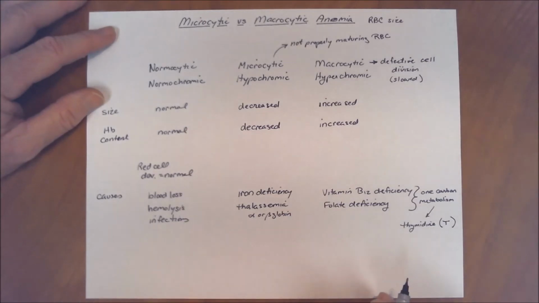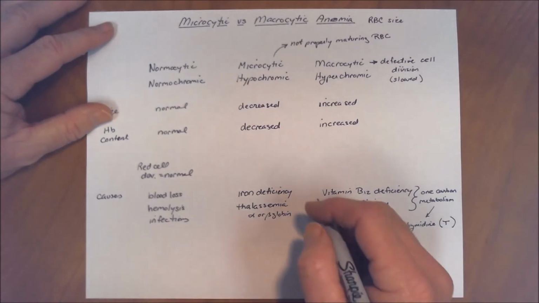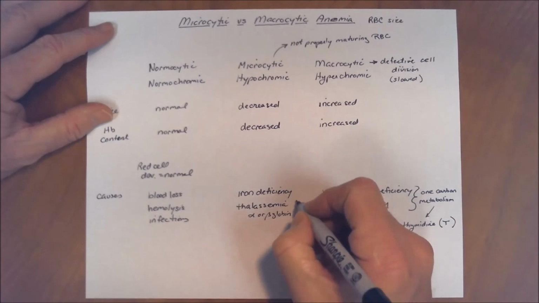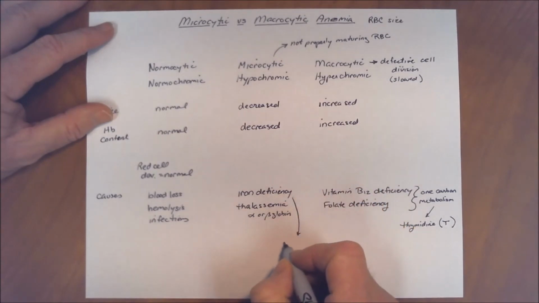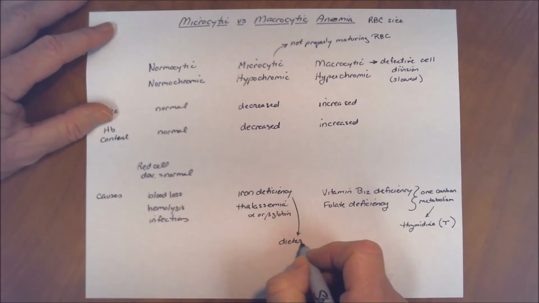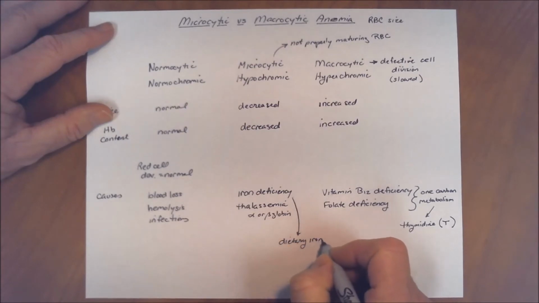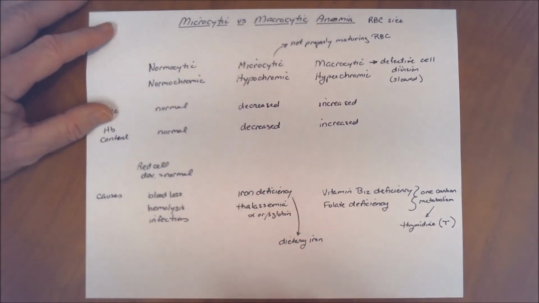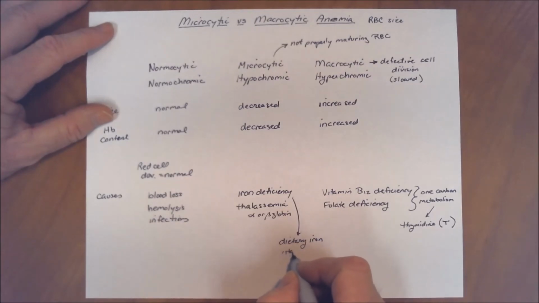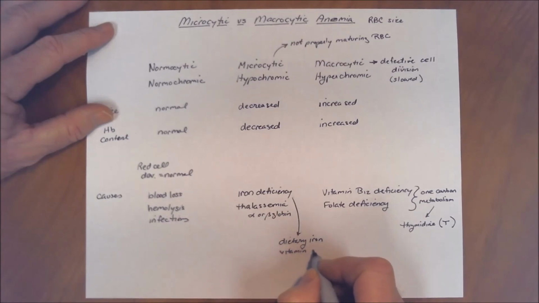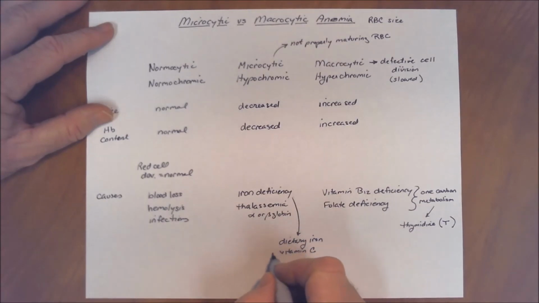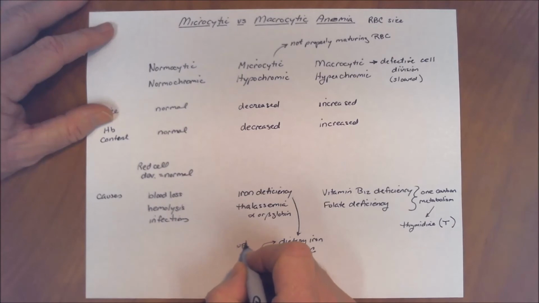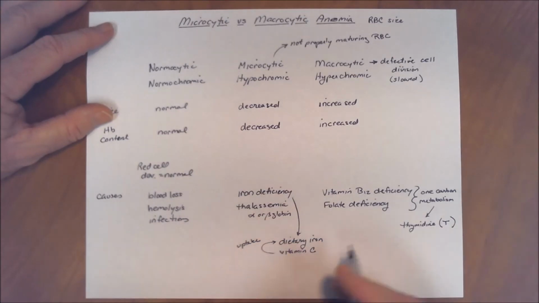Now, microcytic anemia is typically treated with dietary iron, so dietary iron as a supplement. Remember that vitamin C enhances uptake of dietary iron because it serves as part of the redox reaction in order to convert the ferric to the ferrous state.